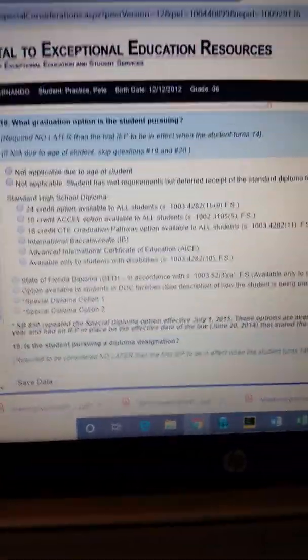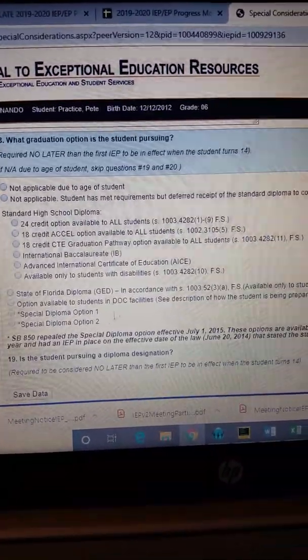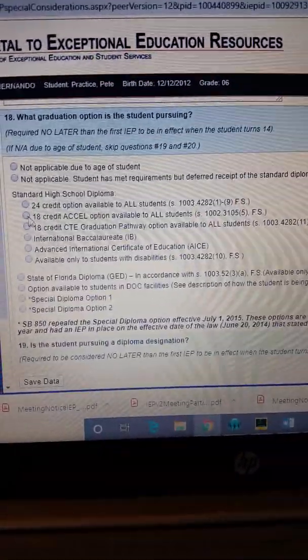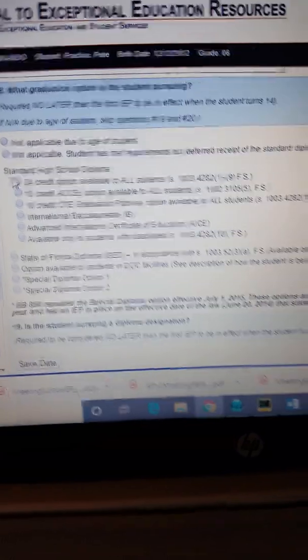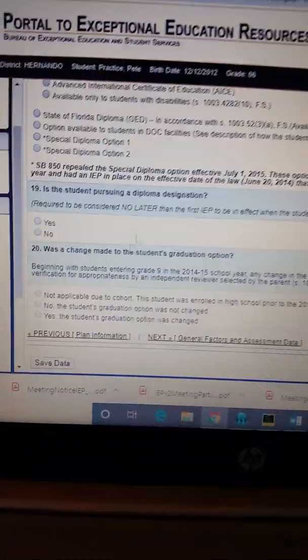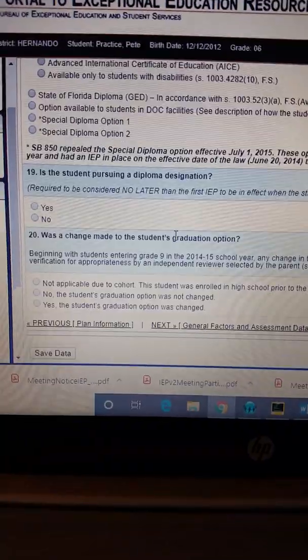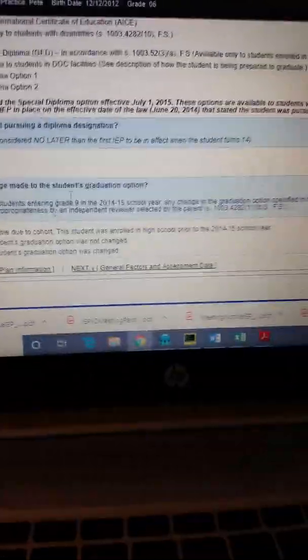This right here is for when they're 14 or over, and we just go through what they're going for. Normally we really do want to try to get the student to graduate with that 24 credit option, and that can change throughout every year. Or if they're on access points, it would be that special diploma. And then if they're going for a designee or not, again, it's more towards high school that you look for that. And then if their graduation option has changed from the year prior, that's when you would say yes, it was changed. And then we go from there.